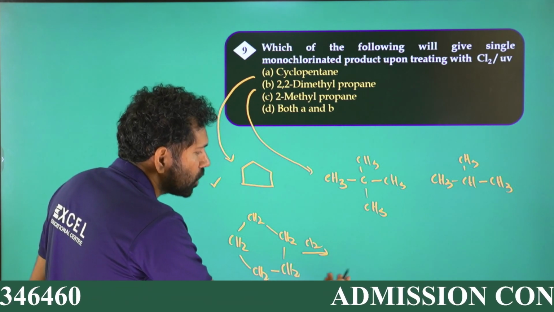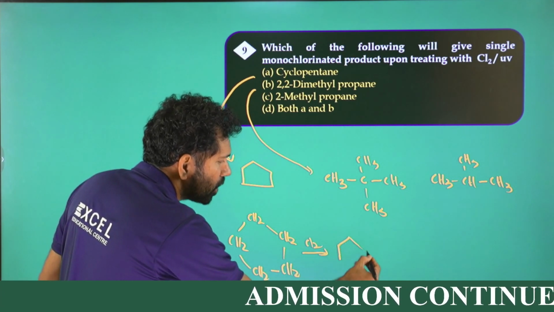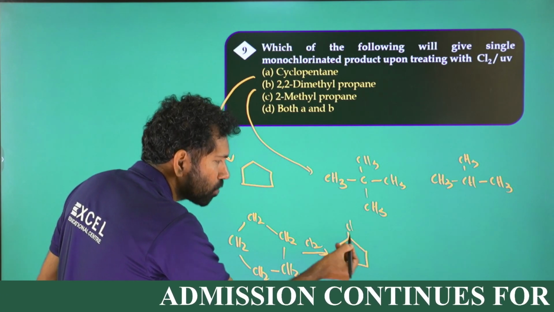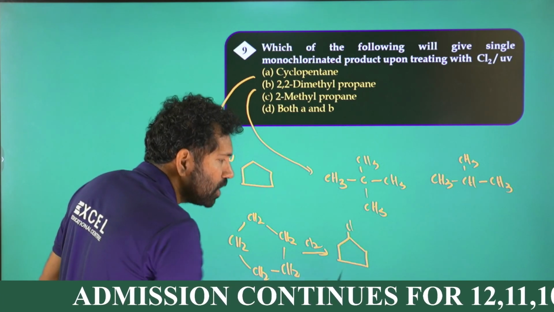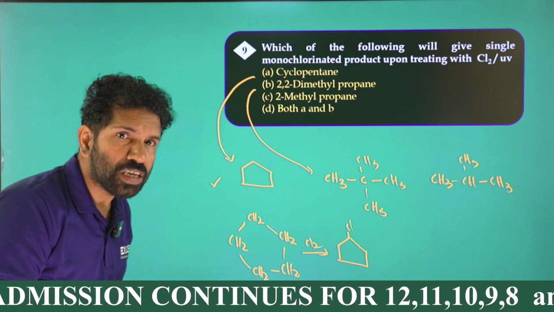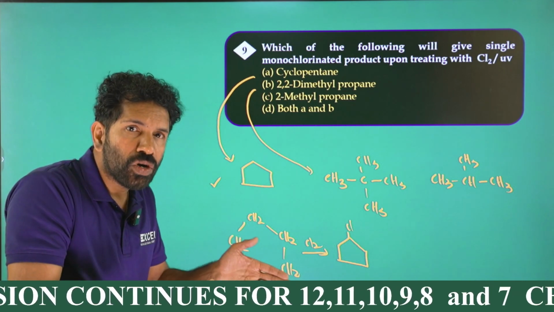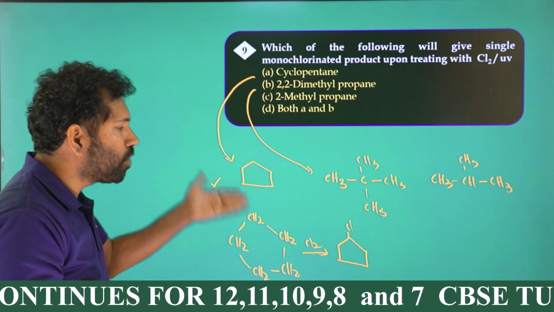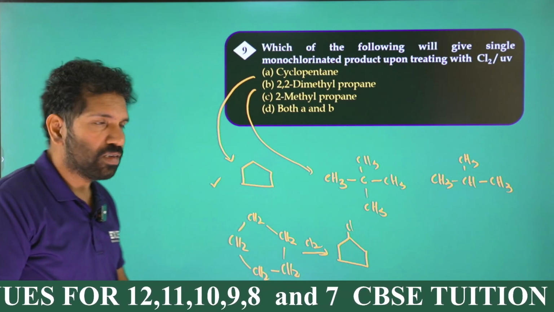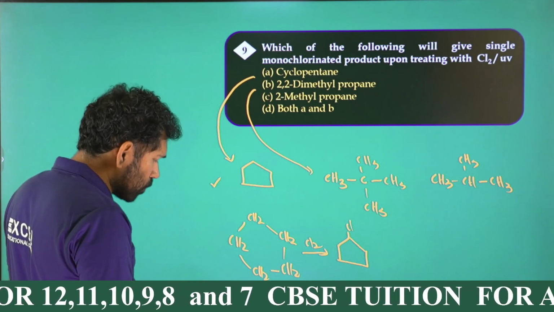Here upon chlorination you will get a product this way. Yes, you will get a single monochloro product. A chlorine can come here, chlorine can come here, or chlorine can come here. Chlorine can replace any hydrogen, so you will get the same answer only. That is called chlorocyclopentane.